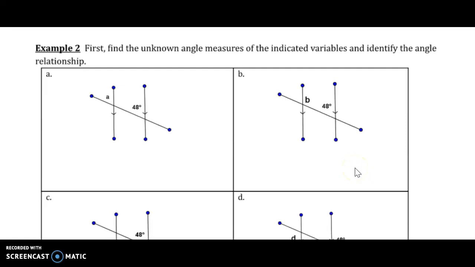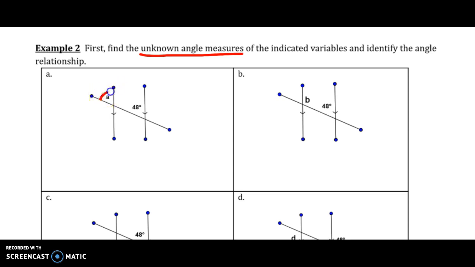This is Unit 2, Lesson 2, Example 2. So again, I'll do a couple examples together, and then you have a couple or one to try on your own. So now that we know what the angle relationships are, if we're given that the lines are parallel, which are indicated by these little arrows down here, we can use angle relationships to find unknown angle measures.